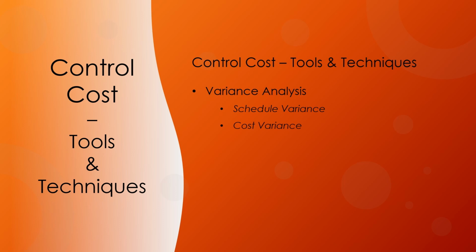Cost variance, or CV, is the amount of budget deficit or surplus at a given point in time, expressed as the difference between earned value and the actual cost. It is a measure of cost performance on a project. It is equal to the earned value minus the actual cost.